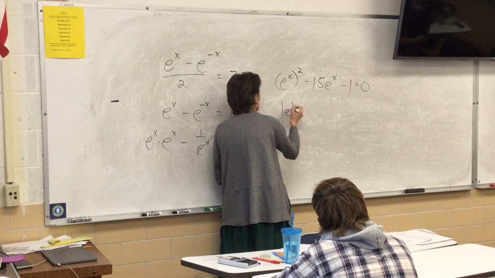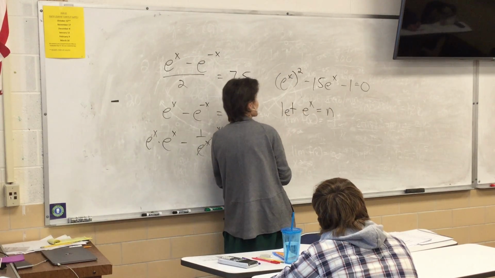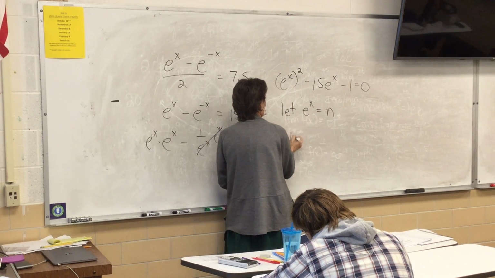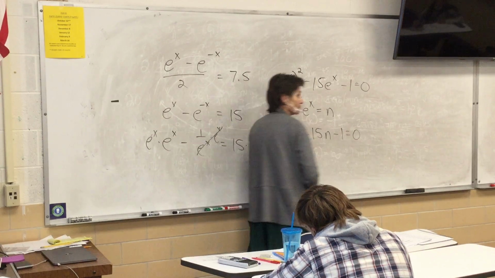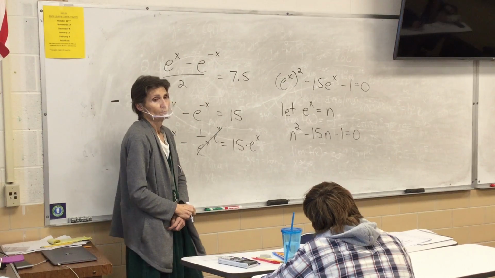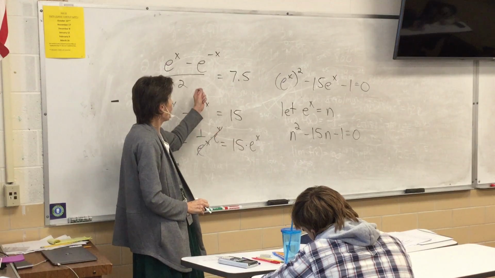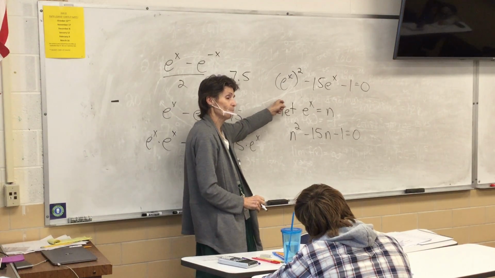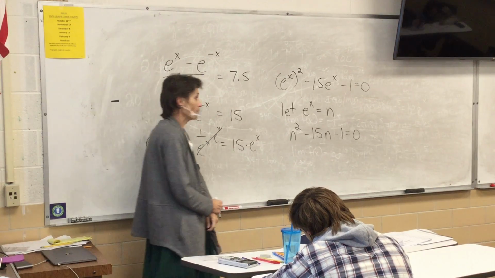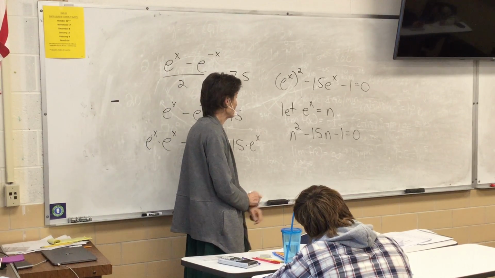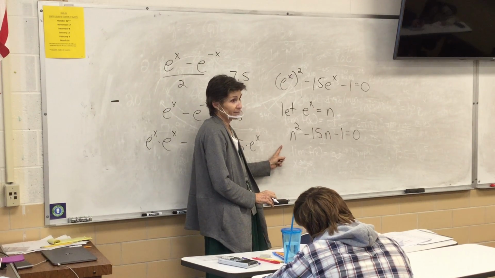Isn't this the same as n squared minus 15n minus 1? These guys are always gonna come out in quadratic form. So you just have to recognize that. Now, if you're lucky, this factors. Well, we're not lucky.